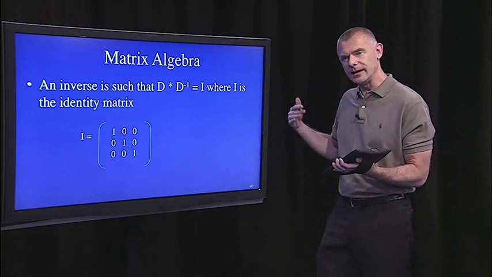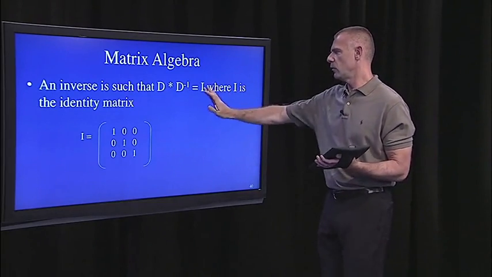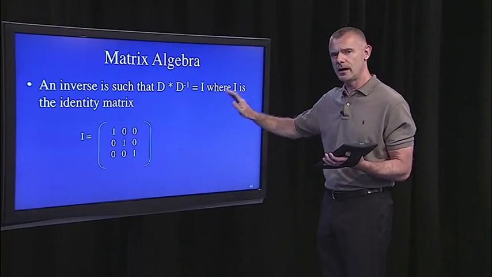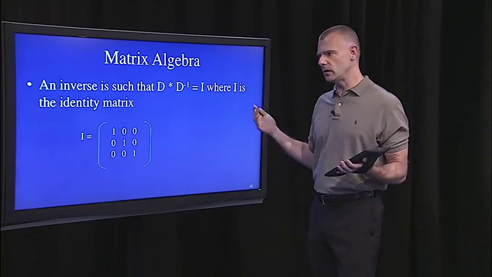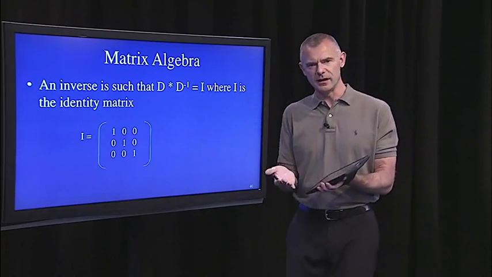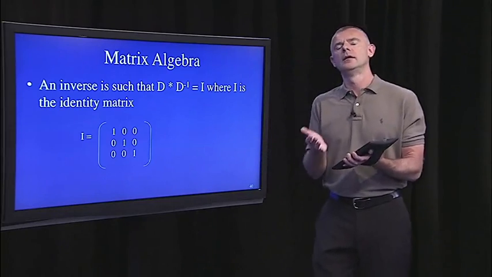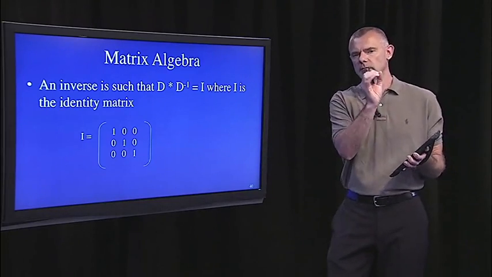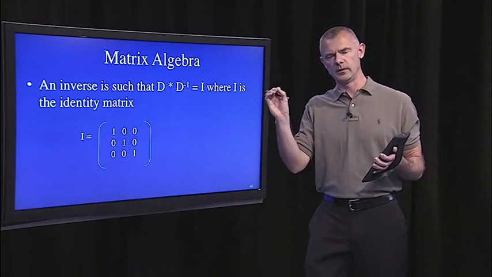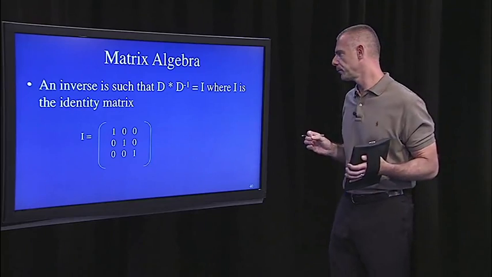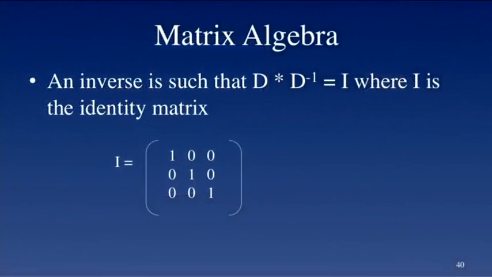But we want to be able to take the inverse so that if we take a matrix D and multiply it times the inverse of D, we'll wind up with the identity matrix, which is like in scalars taking 2 times the inverse of 2, a half, and getting the result 1. And here's the identity matrix.